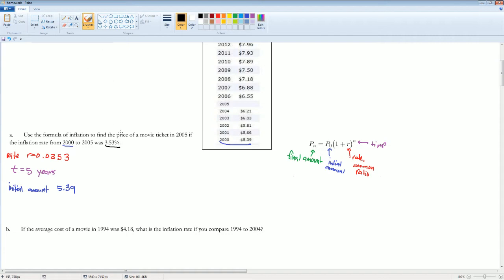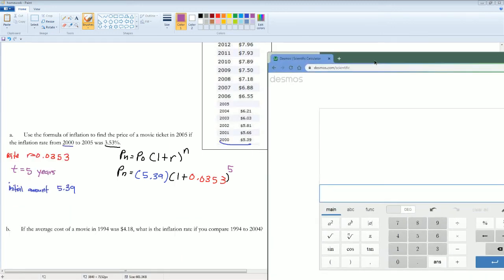All right, so we want to write our formula, but now we want to plug it in. So let me rewrite the formula. Pn is equal to P0 times 1 plus R to the N. Pn is what you're trying to figure out. P0 is your initial amount, so that should be 5.39, parentheses, 1 plus, what's the R? Again, the R has to be a decimal, so that is 0.0353, close the parentheses, and the time was in purple, and our time here was 5 years.